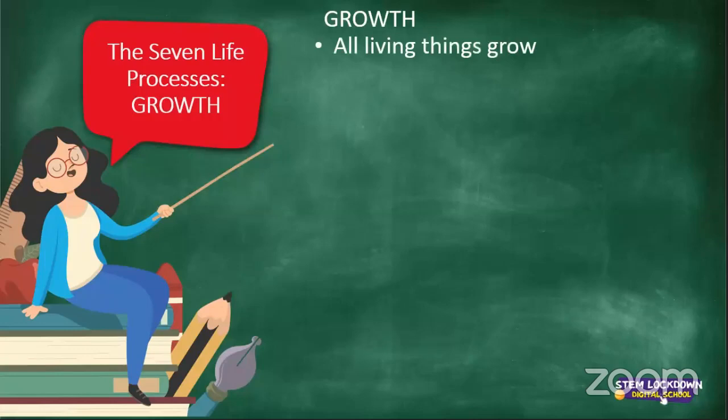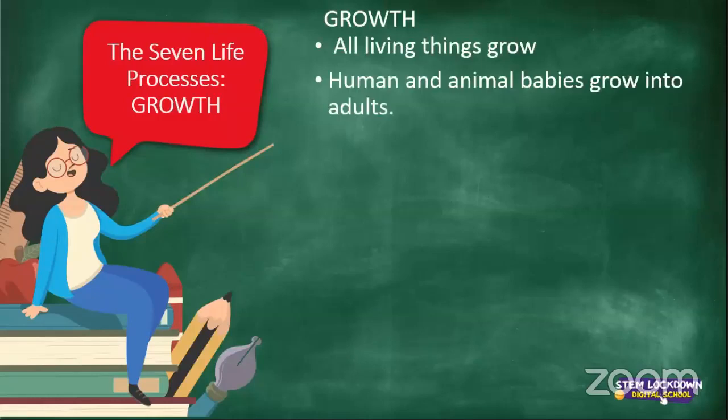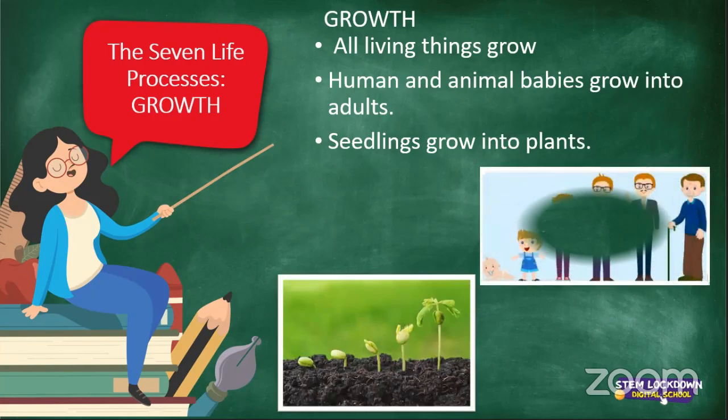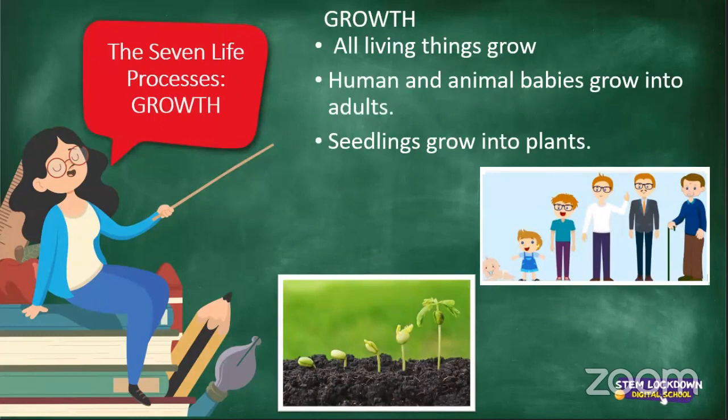All living things grow. Human and animal babies grow into adults, and seedlings grow into plants. There you go. There's a seedling and it's growing. And there's a picture of a little boy that became a toddler, that became a teenager, that became a young man, that probably became a father, and then hopefully a grandfather.